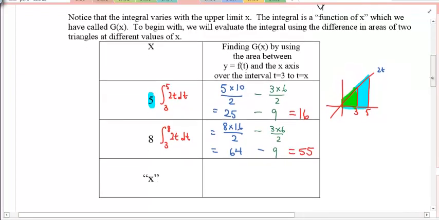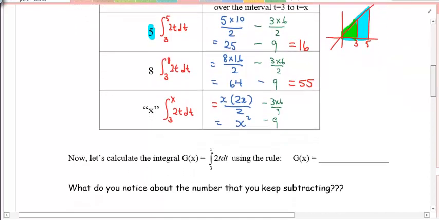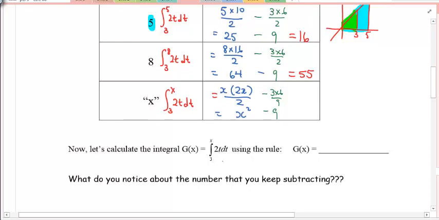Cool. Now what if I generalize this to x now? So I don't know what x actually is, but nonetheless I can still find the area, because the area of the larger triangle will be x, the base, times 2x, which is the height, divided by 2. And the area of that small triangle still stays the same, it's still 9. So hopefully you'll see that this is equal to x squared minus 9. So ultimately, if I actually ask you to calculate this integral from 3 to x of 2t dt using this rule, you found that the g of x function is actually x squared minus 9.